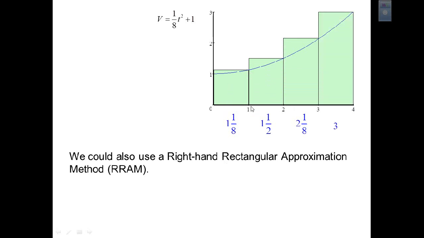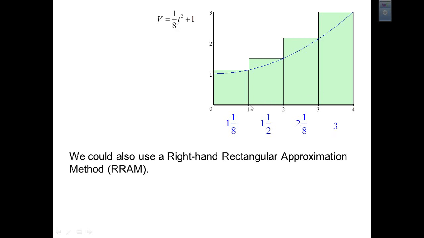And same thing with 1 to 2, we would use 2. From 2 to 3, we would use 3 to find the height. And from 3 to 4, we would use 4. And then when we plug that 4 in, we're going to get 4 squared, which is 16. 16 divided by 8 gives us 2. And then 2 plus 1 gives us 3.